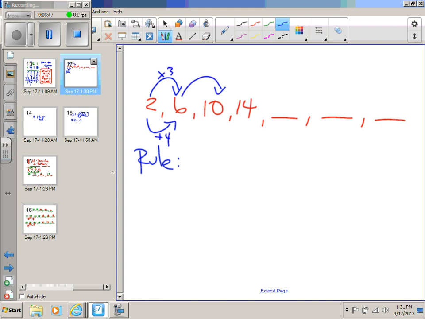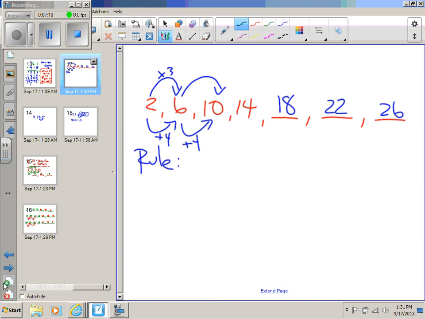How do I know for sure? As I test it, 6 times 3 should be 18, not 10. But 6 plus 4 would be 10. So we're pretty safe, right, with adding 4. So now, 14 plus 4, 18, 22, and 26. Good. And we need to come up with a rule.